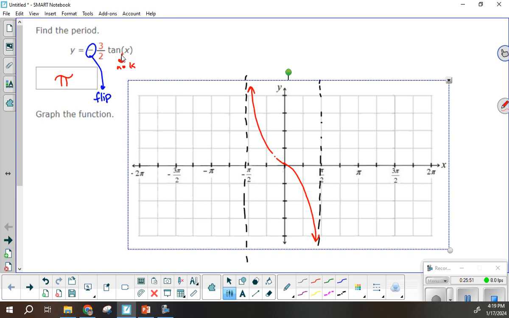Next one. Sorry, I'm trying to figure something out on the screen here.